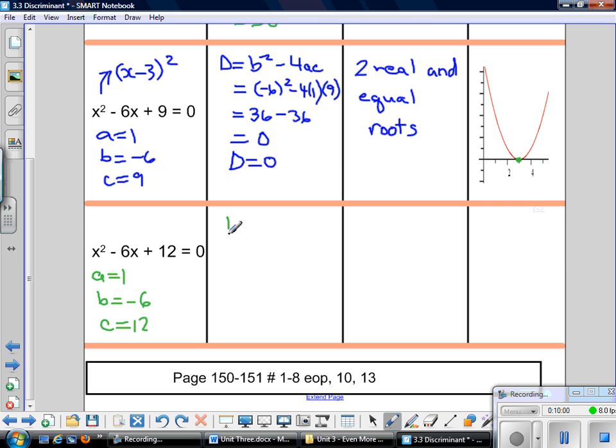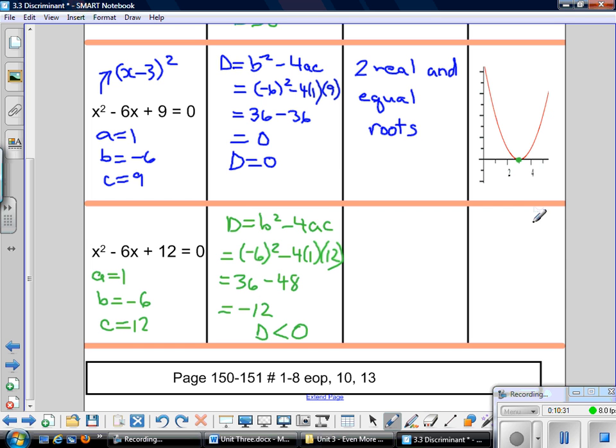So again, let's do discriminant equals b squared minus 4ac. We would have negative 6 again squared minus 4 times 1 times our 12. So we would have a 36, take away a 48, and we would have a negative 12. Now obviously in this case D is less than 0, so it's a negative number. So according to that I should have imaginary roots.